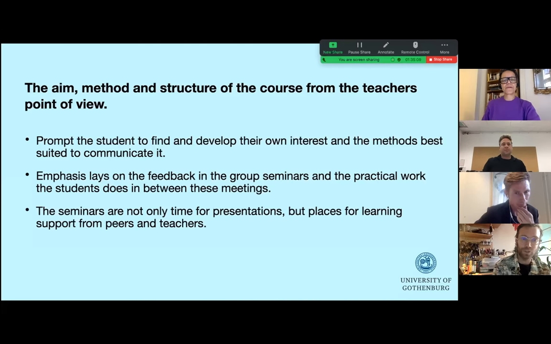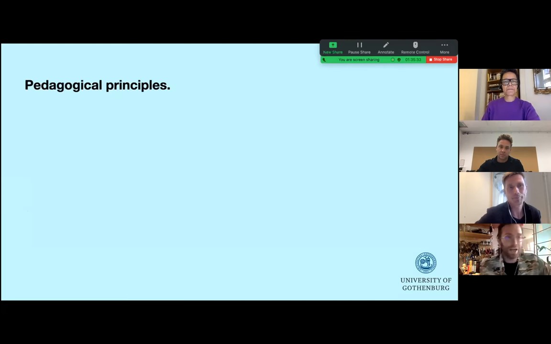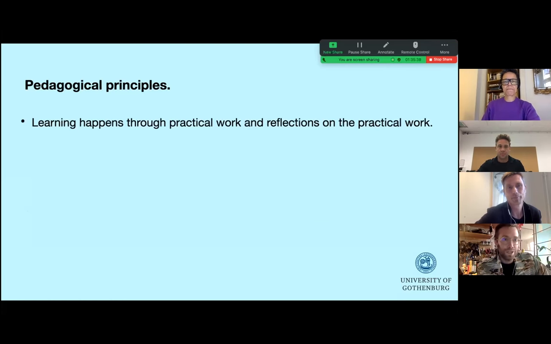So the seminars are not only time for presentations, but also places for learning support from both peers and teachers. So we don't see the teachers as having a higher hierarchy than the students, but it's a conversation, a discussion. Yes, thanks. And we base the whole thing on a few pedagogical principles. We believe that learning happens through the practical work and the reflections on the practical work. So the practical work is key.